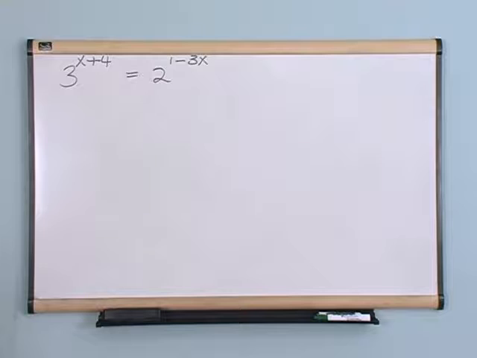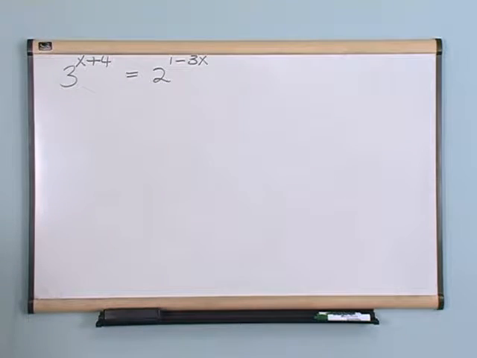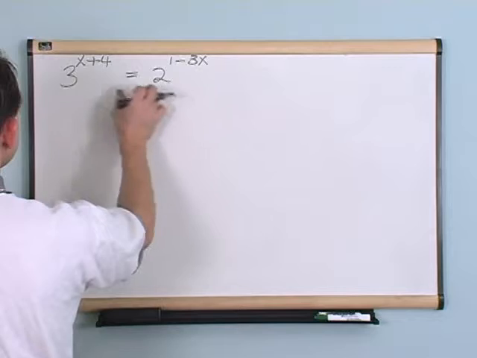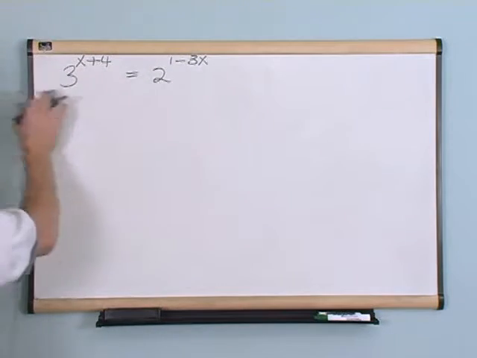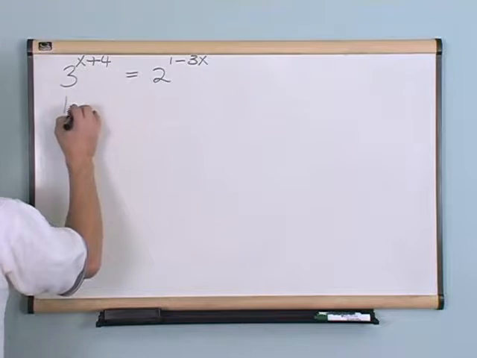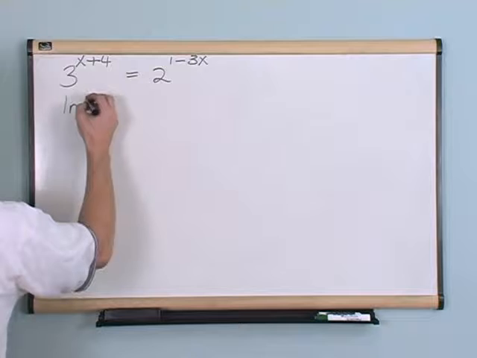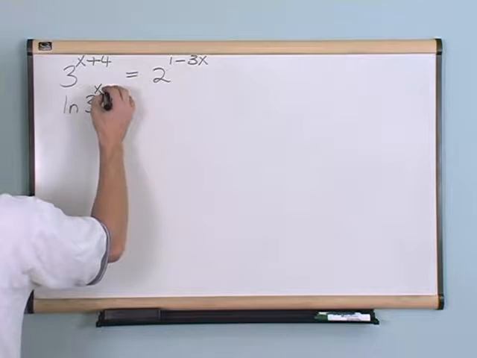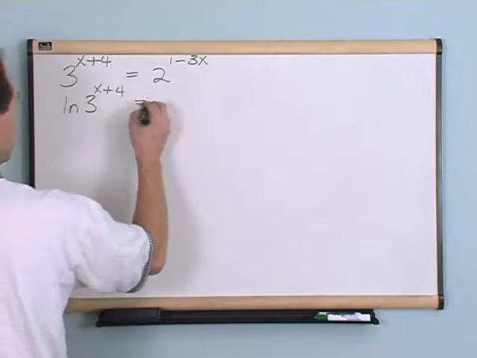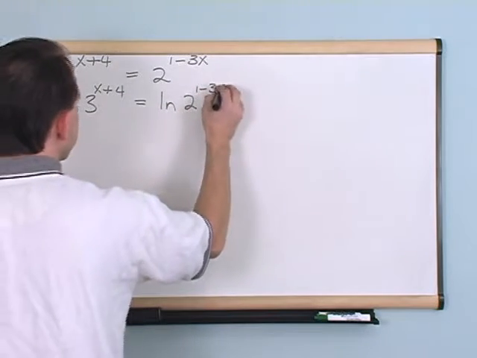Well, again, I'm going to take the log of both sides, but it doesn't really matter if I take a log of base 10 or a log of base 4 or a log of base 3. As long as I take the log of both sides, I'm going to be able to pull this exponent out, which is what I'm trying to do anyway. So let me just mix it up a little bit and take the natural log, which is base e, remember, which is just a number, 2.7 or something. Natural log of 3 to the x plus 4 equals natural log of 2 to the 1 minus 3x.